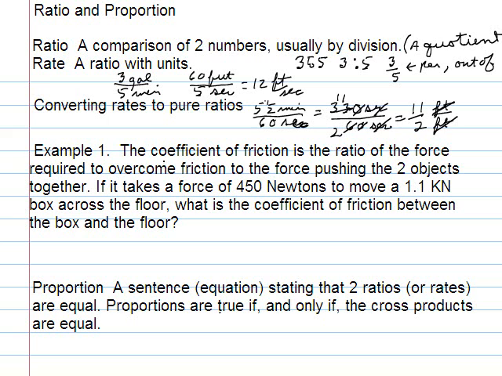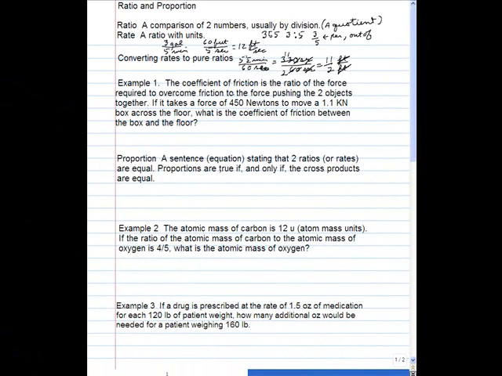Well, with that background, the distinction between a ratio and a rate, let's move on and see how ratios can be used. In this first example, we're going to use the definition of a certain ratio to establish a physical constant called the coefficient of friction. Example 1. The coefficient of friction is the ratio of the force required to overcome friction to the force pushing two objects together. If it takes a force of 450 newtons to move a 1.1 kilonewton box across the floor, what is the coefficient of friction between the box and the floor?